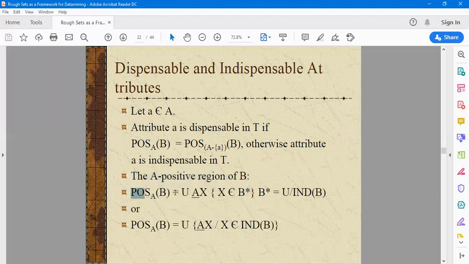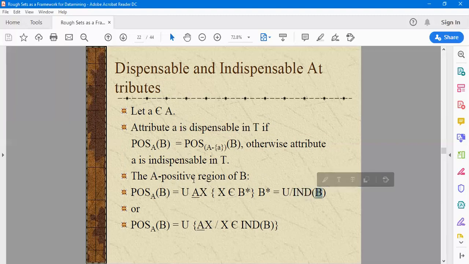POS A of P, that is, the positive region of P, is the union of all the lower approximations on every attribute. And that too depends upon B star. You have to include every attribute which belongs to B star. And what is B star? B star is the total number of objects divided by the indiscernibility relations on B.